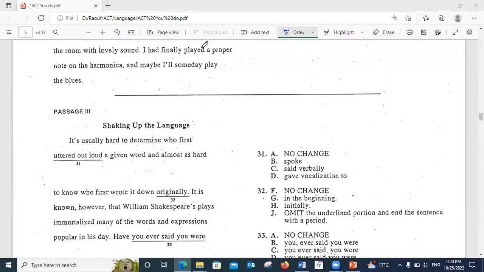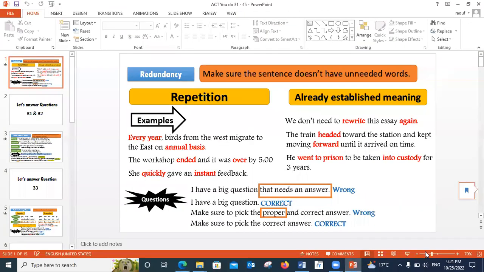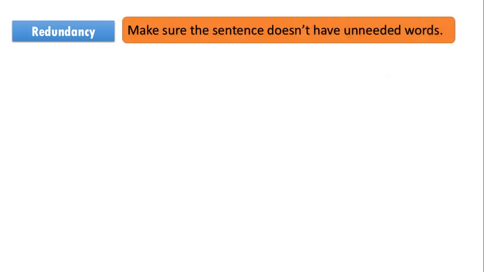Okay, lend me your attention, please, because we're going to discuss and make sure the sheet is open because we're going to use it. Look, everyone, I'd like to remind you of the word redundancy. Redundancy, we said, is the repetition of unneeded vocabulary words.